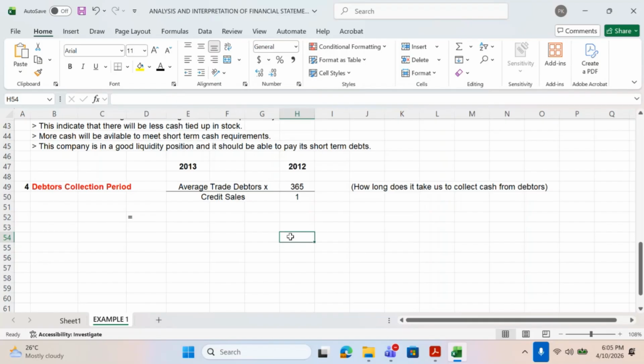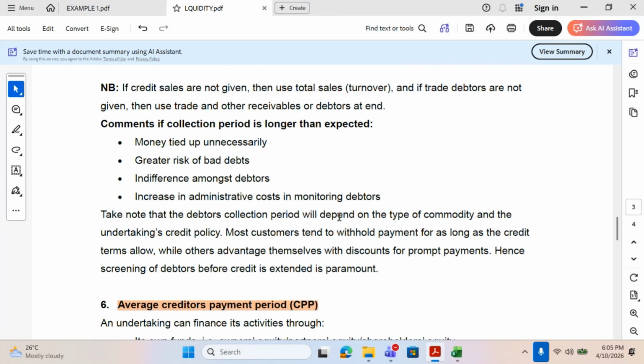Okay, now I'm going to do the calculation for 2013 and for 2012. But let's carry on understanding the ratio or the financial indicator.